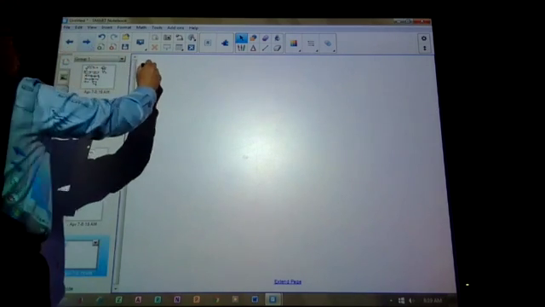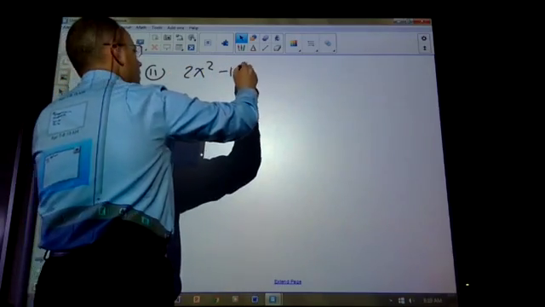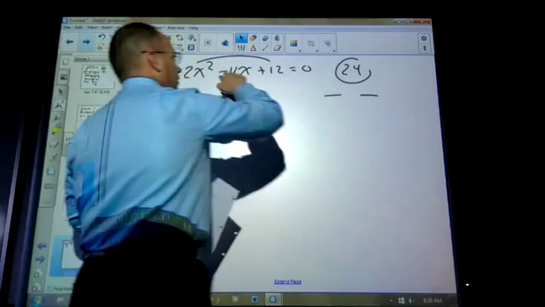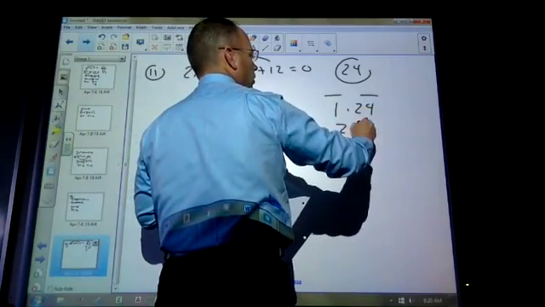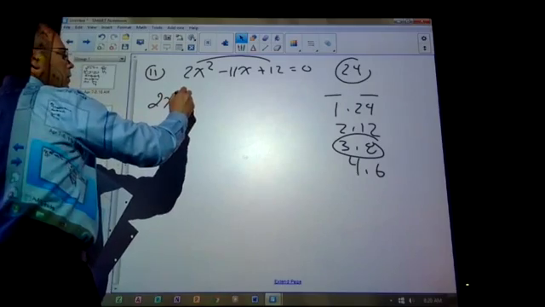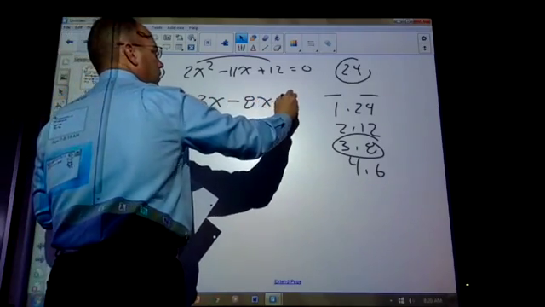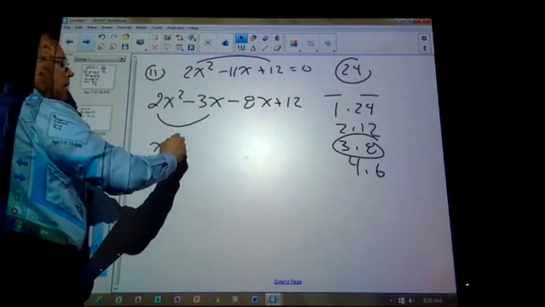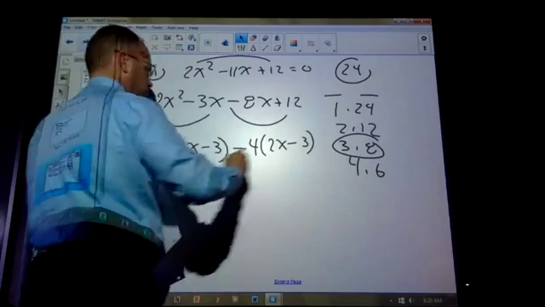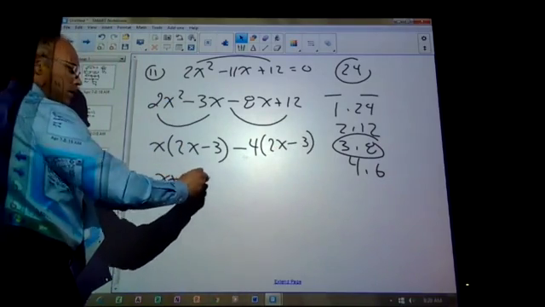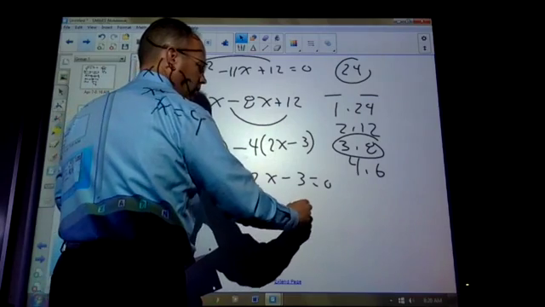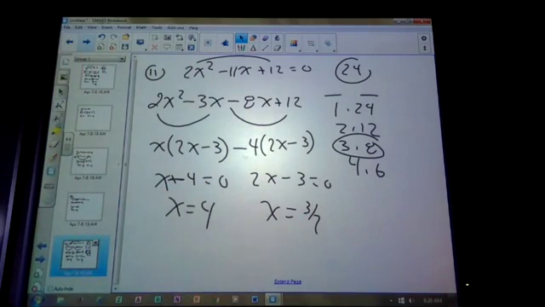Number 11. I'm going to move everything over. And then my magic number looks like it's going to be 24. They both have to be negative because that's negative there. So 1 and 24, 2 and 12, 3 and 8, 4 and 6. Both being negative, 3 and 8 will work. So 2x minus 3. There, I can factor out a negative 4. Minus 4 equals 0, and 2x minus 3 equals 0. And x equals 3 over 2. Number 12, the answers are positive 5 and negative 5.